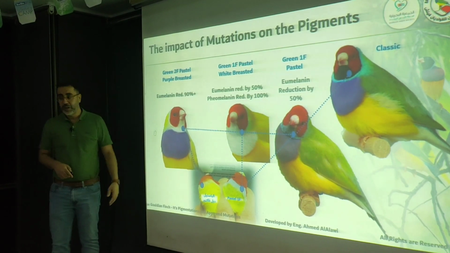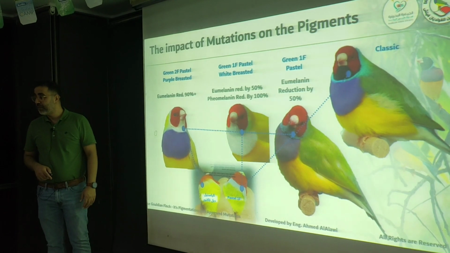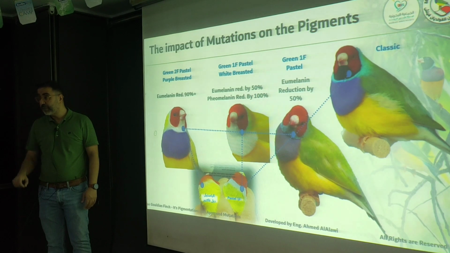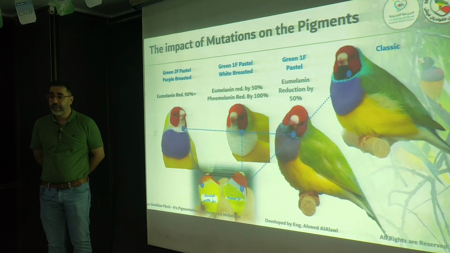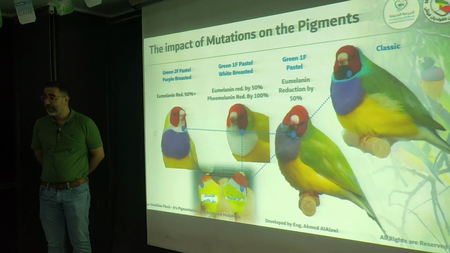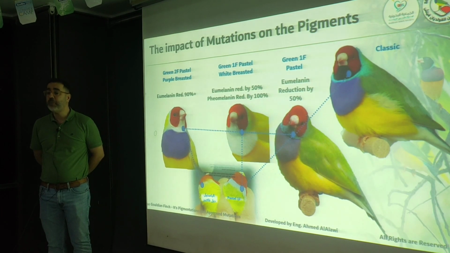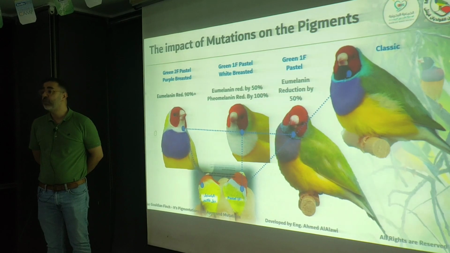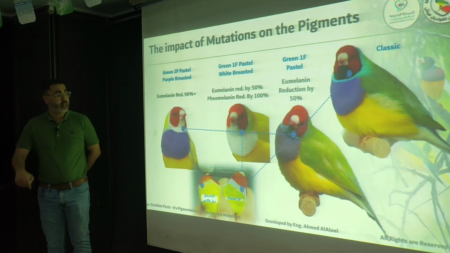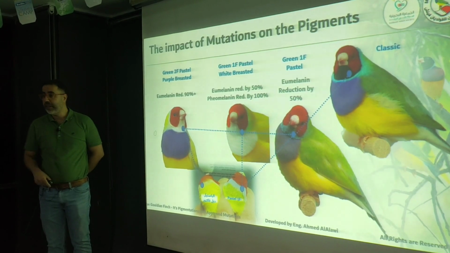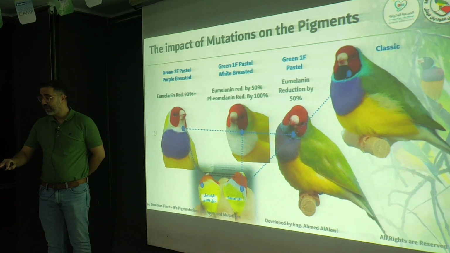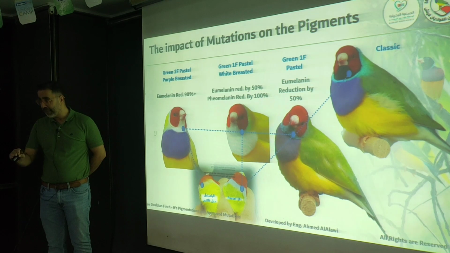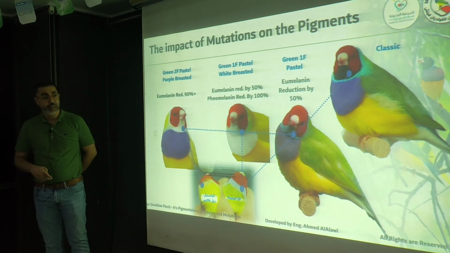Here we have what? Double factor. How do I know it's a double factor? What is the beauty, right? That's the most important thing to know a double factor. The eumelanin is completely gone, so as a result of that, the chin is white. If the chin is not white, it's not double factor. Okay?